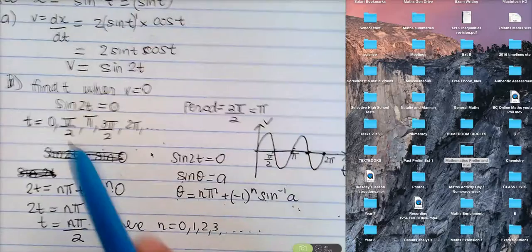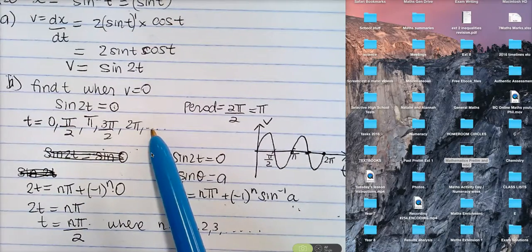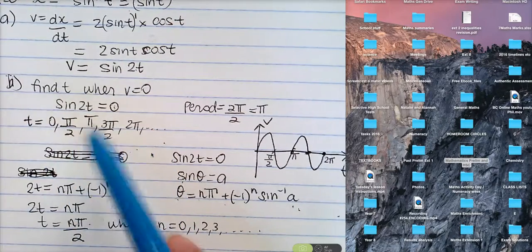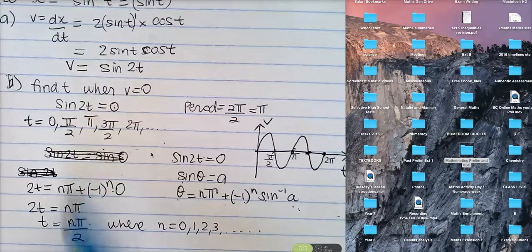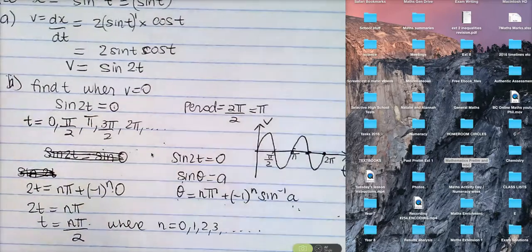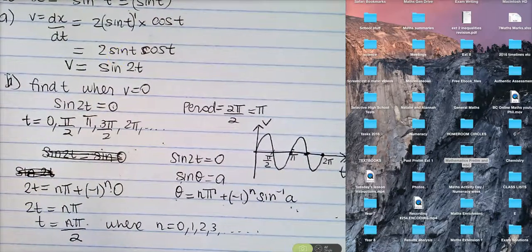Okay? Or even just writing it like that's good enough. You can see them all anyway. Look, 0 pi and 2 pi, 3 pi and 2, 2 pi. But I thought we'd do a quick revision of the general solution anyway while we were there. Always do it the easiest way.